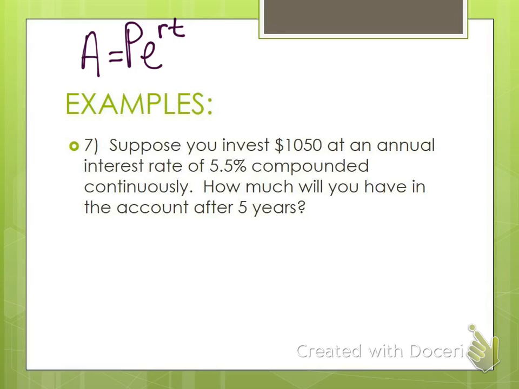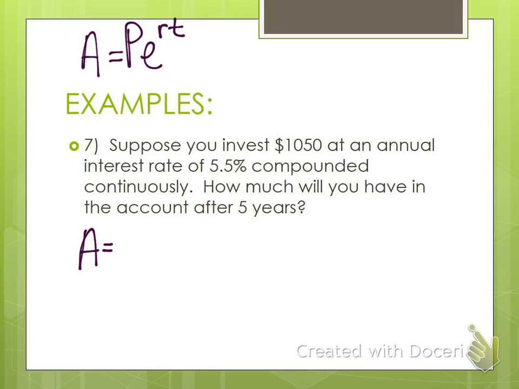Suppose you invest $1,050 at an annual interest rate of 5.5% compounded continuously. How much will you have in the account after 5 years? All right. We're looking for how much we're going to have in the account. So amount in account, that's A. That's what we're looking for.